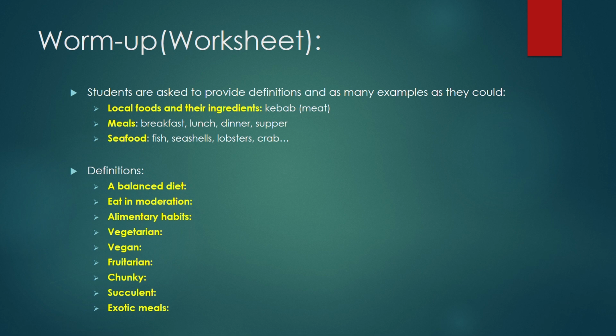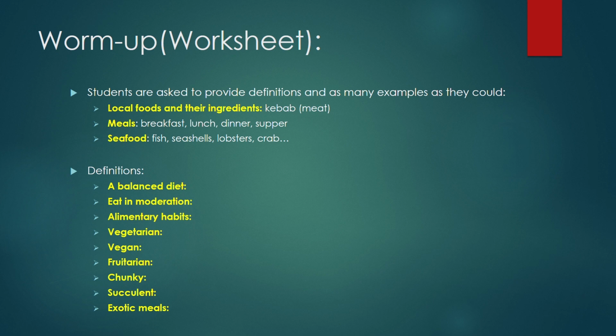We have seafood, so basically fish, seashells, lobsters, crab, etc. These are different types of food that you can, let's say, harvest from the sea. Be careful, fish is one of those nouns which will not be pluralized. So the plural form of fish is the same as the singular fish.